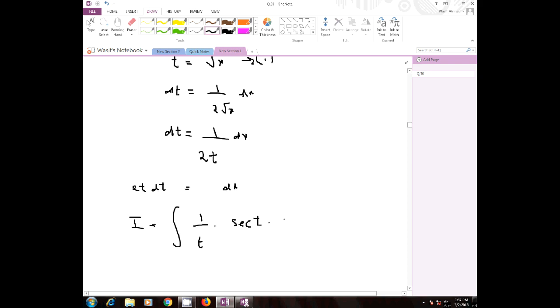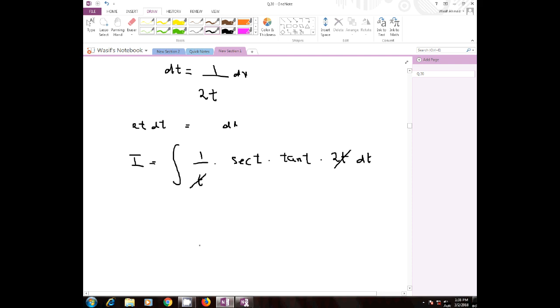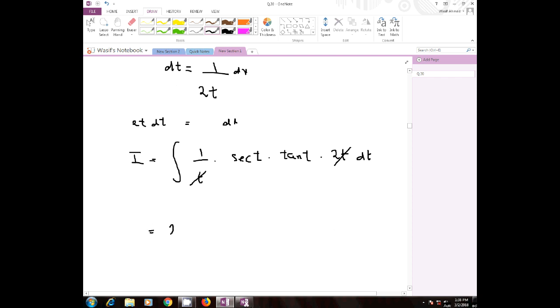Secant of square root x is secant t, tan of square root x is tan t, multiplied with dx, and instead of dx you have 2t dt, and obviously this t gets cancelled with this t, 2 is taken out of the integral, and you are left with secant t tan t dt. From here you can see how simple this integral is.